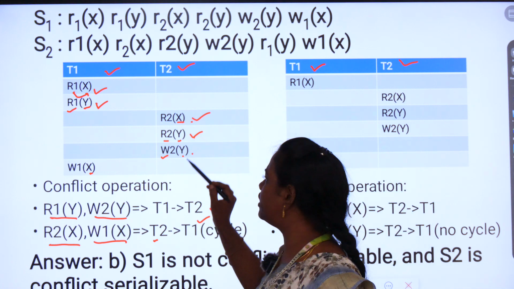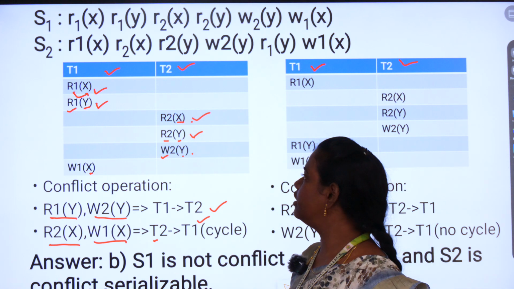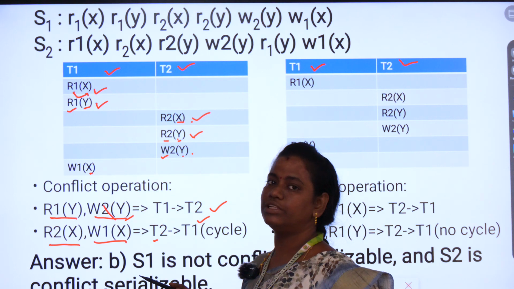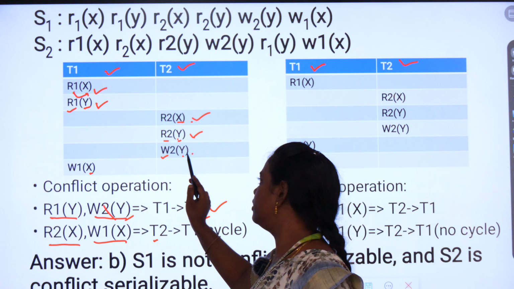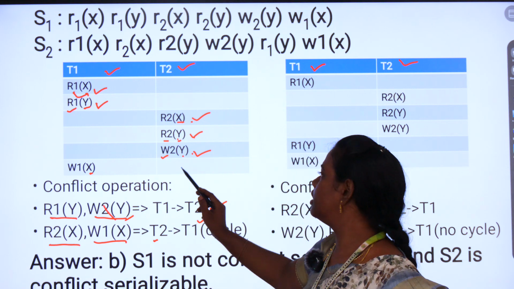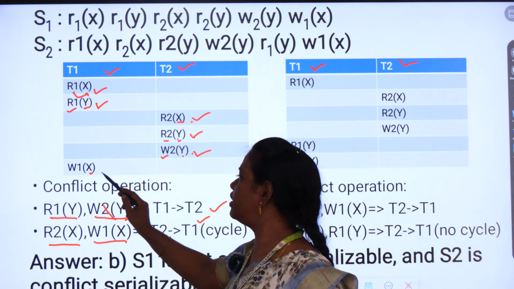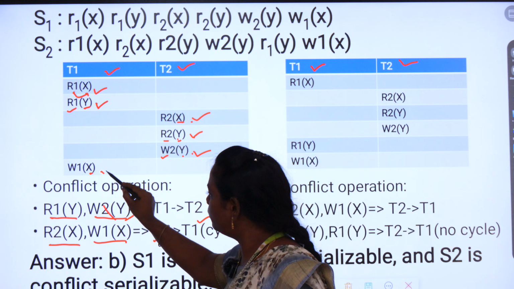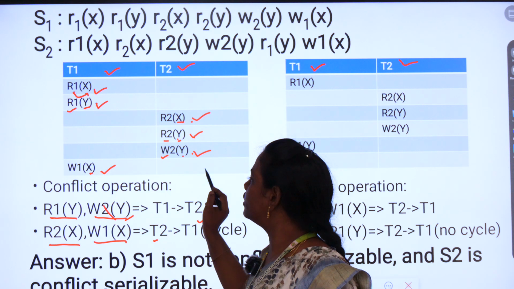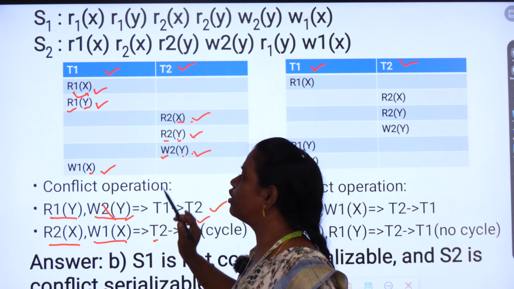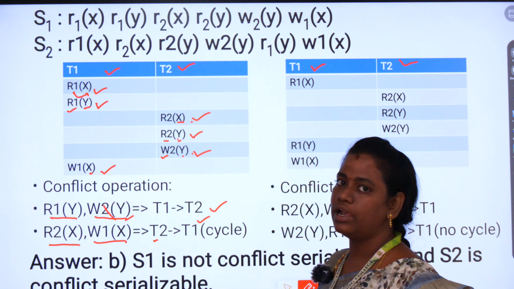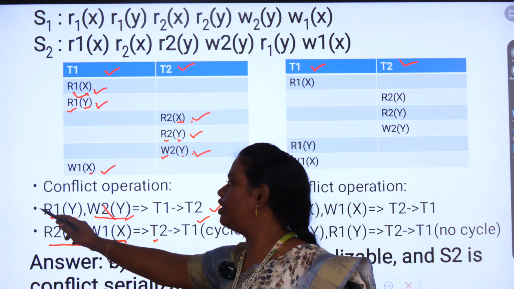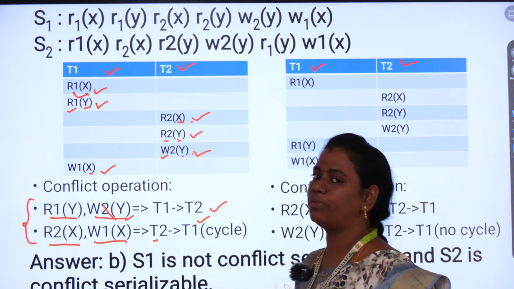Next check for next data, that is R2 of Y. Here both are performing operations on different data, so definitely there is no conflict. Here next check for next data. Here both are performing operations on different data, so there is no conflict. Next come to your transaction T1. Here there is no other operations to compare, so we are going to stop calculating your conflicting operation. Now in this schedule totally we are having only two conflicting operations.